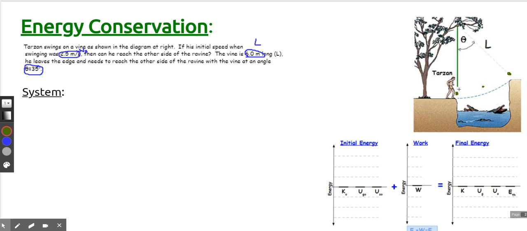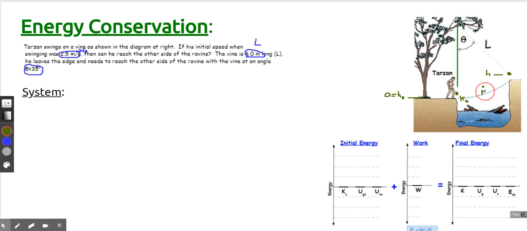Okay, so I like to consider the lowest point in my problem as the zero height. So I'm going to measure everything up from this position. This is his lowest height. And so this is going to be some height h that he reaches. And basically I don't have any springs or thermal energy stuff, so I'm going to have some initial kinetic energy here.